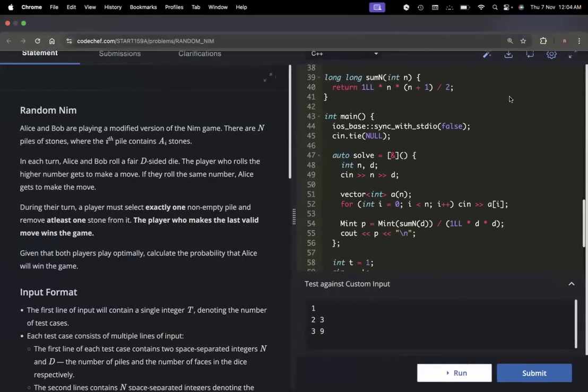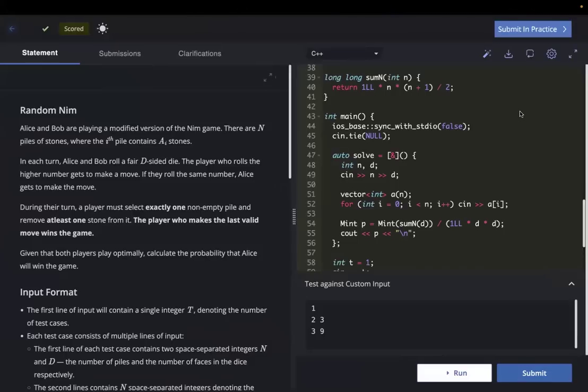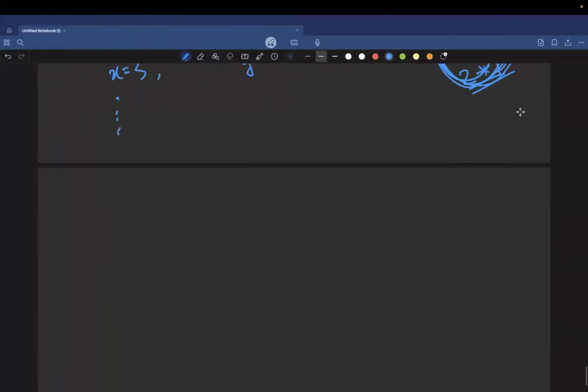Shall we move on to the next problem? Or does anybody have any doubt in this problem? Why is it not depending on values? Okay, good doubt.